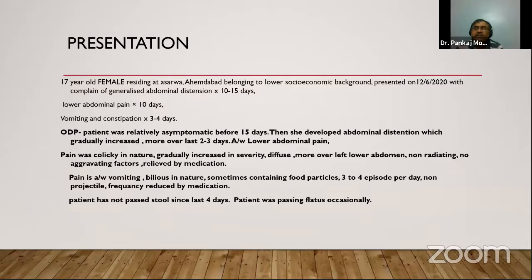What are the aggravating factors and relieving factors? There are actually no aggravating factors. Similarly, what are the relieving factors? There was no aggravating factor. It means any factor which increases the pain, like taking food or any specific position which causes an increase in pain. If it is a closed loop abdomen, what will be the aggravating factor and what will be the relieving factor? What will be the typical pain? Is it related to food or not?